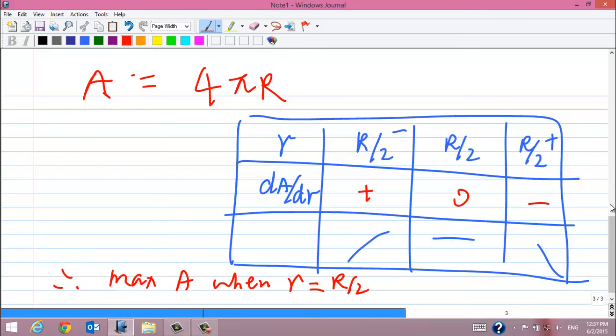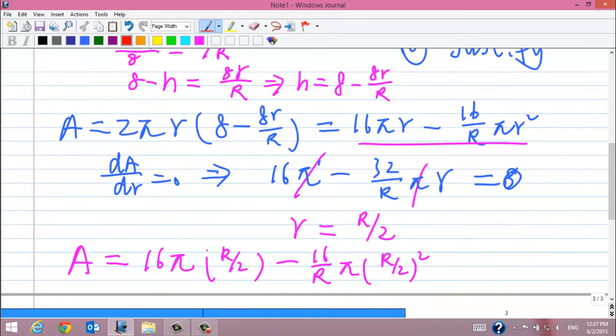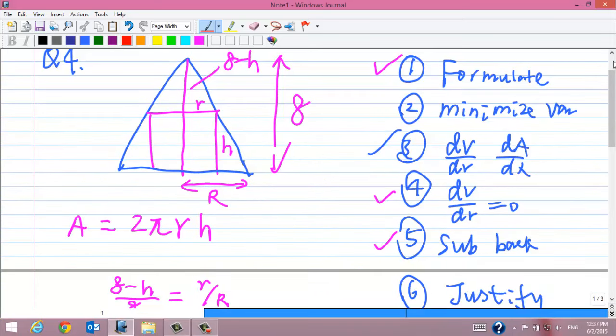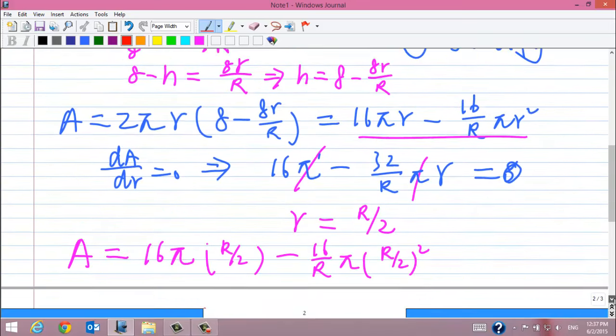Okay, so we're done. So this kind of question is very classic. You just remember, it's always this frame 1, 2. You formulate, you minimize, you differentiate, then you solve, then you sub back and justify. So this kind of question is always like this. Now, question 5. Also very important. Question 5.